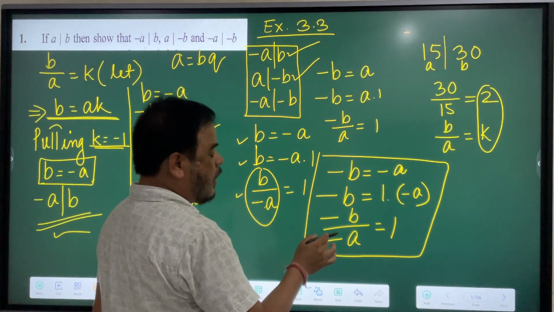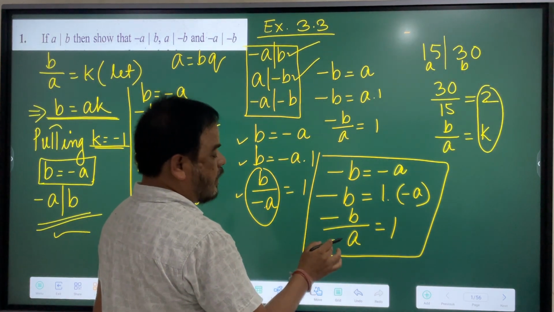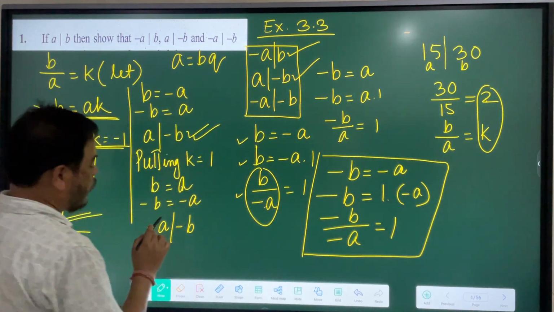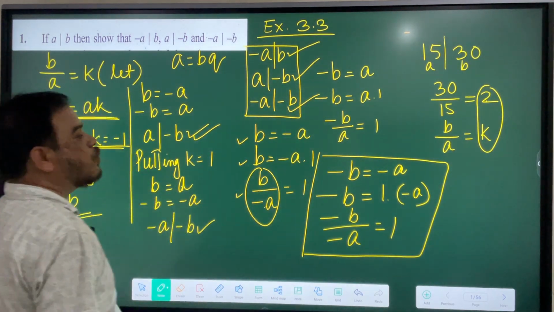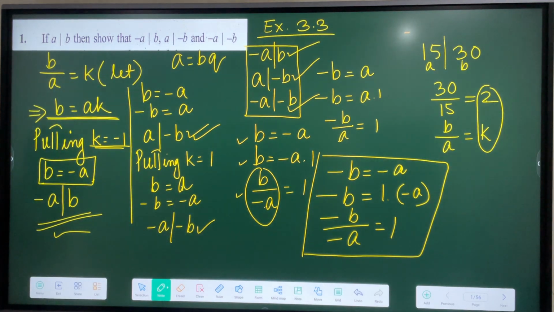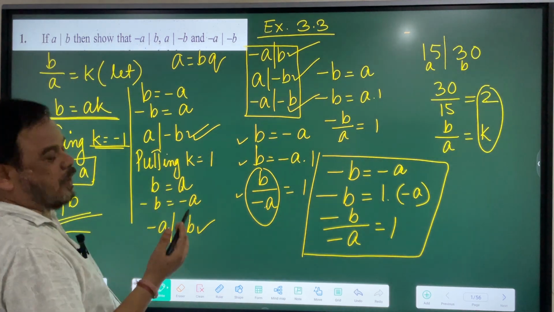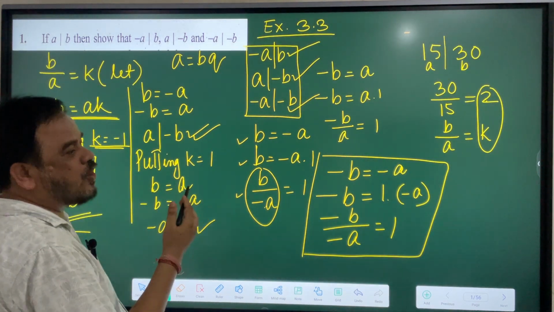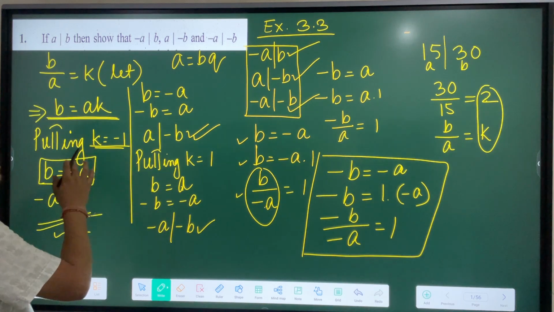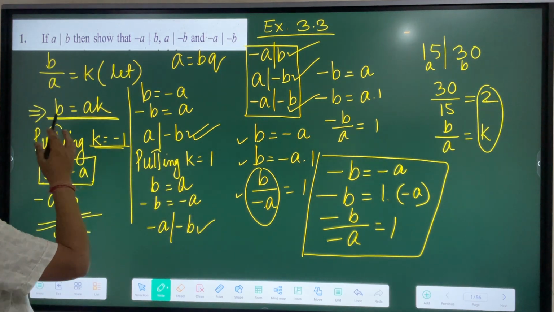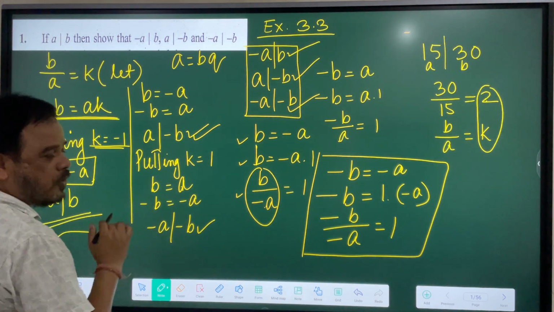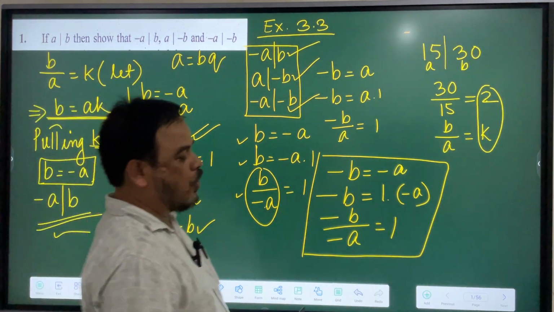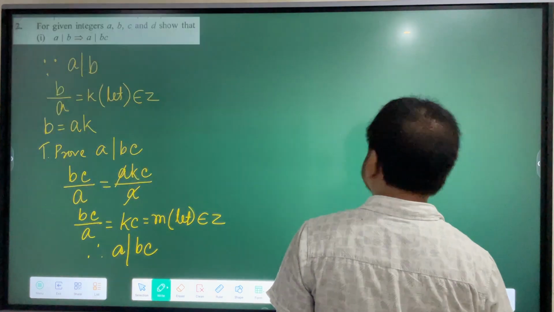If we divide minus b by minus a, we get 1. So that is why minus a divides minus b. This is proved, so this is also proved. So this is the proof. This is very easy actually, just our way of thinking must be correct. You have to think psychologically about what to put. In place of k equals minus 1, we have got something. In place of k equals 1, we have got something. So this is the technique you have to apply for the sums.